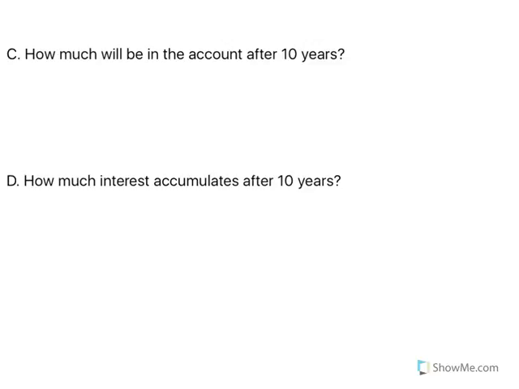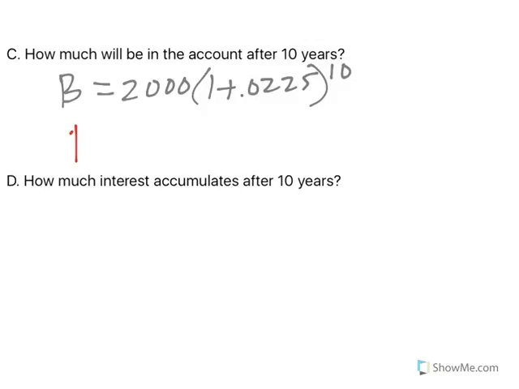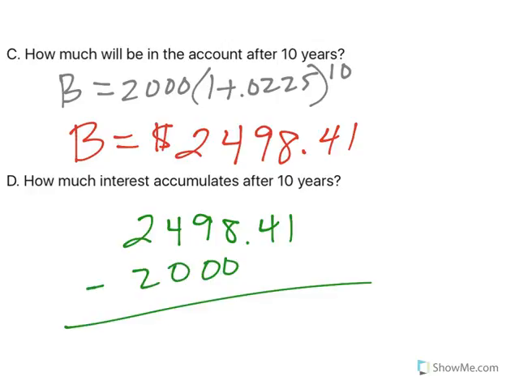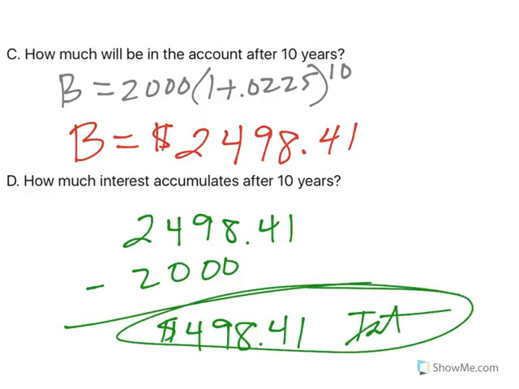Part C, how much would be in this account after 10 years? So balance, 2,000 times 1 plus the rate, 0.0225, raised to the 10 years. I type it into my calculator very carefully, and I get $2,498.41. So, how much interest? Well, if I ended with $2,498.41 and I started with $2,000, then the interest is $498.41. And there's my interest.